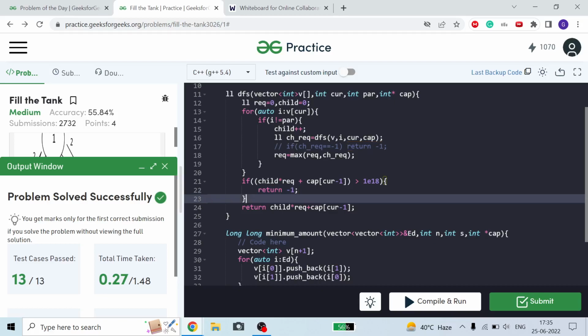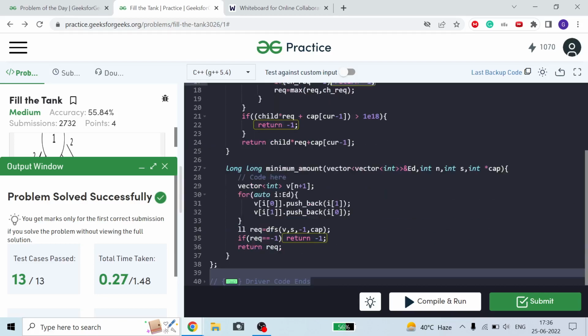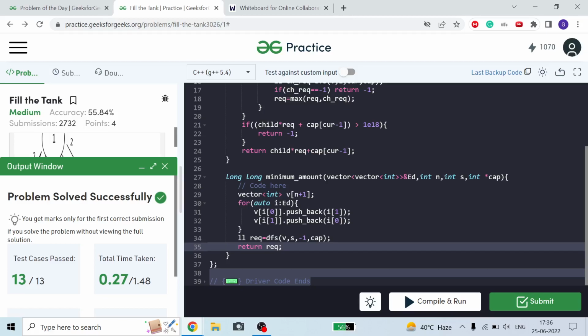Okay, else, meaning it is possible, then I will return child into requirement, the total amount of requirement by its children, plus the capacity of current minus 1, meaning the current node capacity. Okay guys, now why did I comment this out? If somehow the requirement of the ith node's children became so huge that it will exceed 1e18, then it will return minus 1, and if it is minus 1 it means we cannot completely satisfy all the nodes, so we just return minus 1. Okay, and at last if my requirement is equal to minus 1, or we don't need to write it, because if my requirement is equal to minus 1 it will return minus 1, else it will return the amount of water we need.